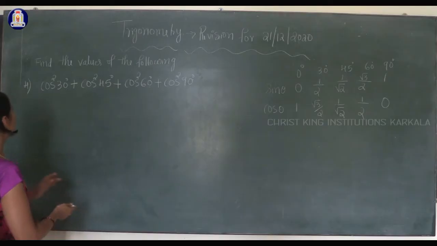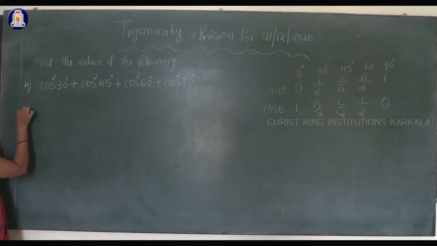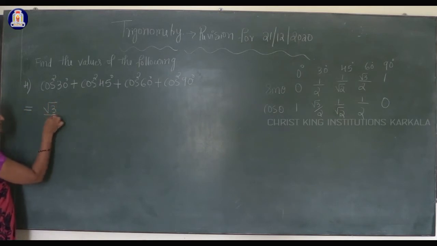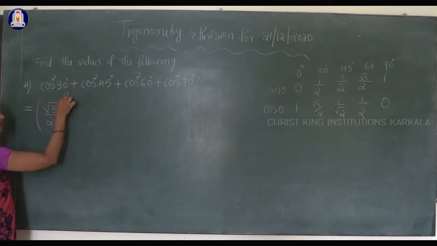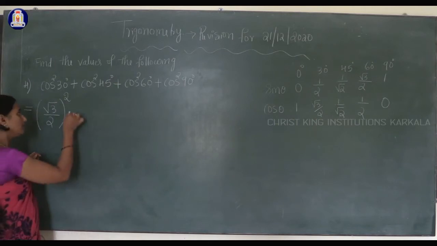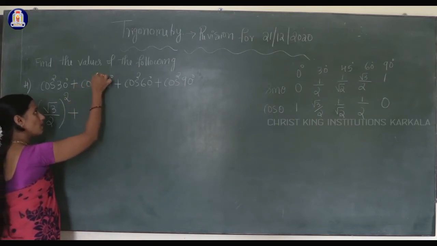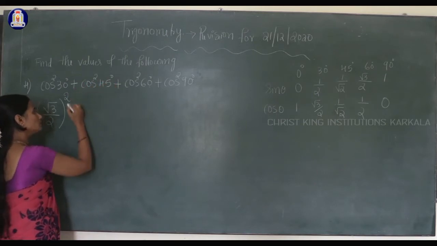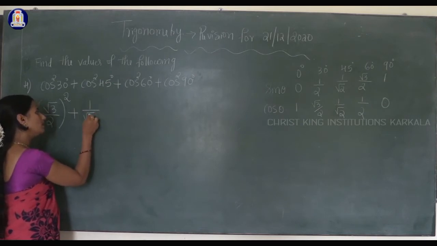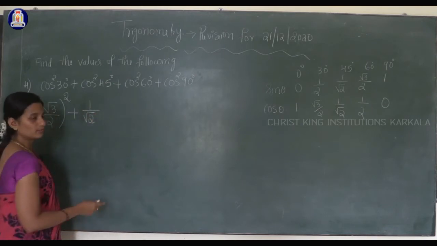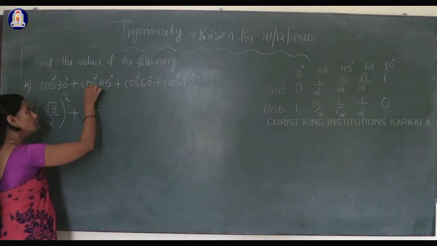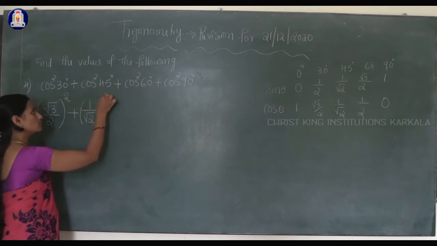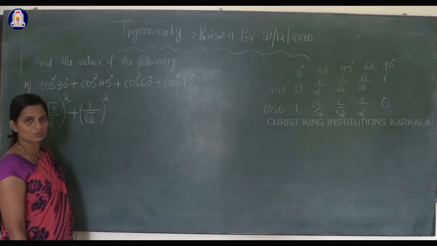Yes, now we will substitute here. What is the value of cos 30? Cos 30 is root 3 divided by 2. So cos square 30 is whole square. Root 3 divided by 2 whole square plus cos square 45 degree. What is the value of cos 45 degree? Cos 45 degree is 1 by root 2. So cos square 45 is 1 by root 2 whole square.